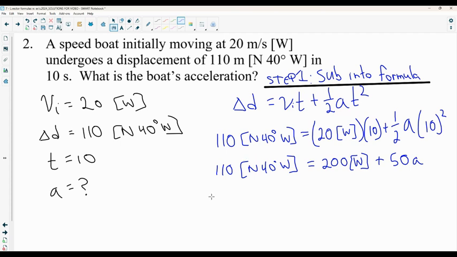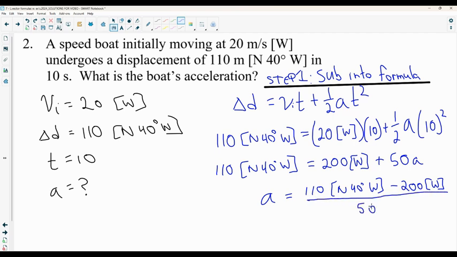Okay, I want that acceleration. I've got to get it by itself. So I'm going to subtract 200 west from both sides to move that one over. And then I'm going to divide both sides by 50. So I've got A by itself. So it's going to end up looking like this. We've got 110 north 40 degrees to the west minus 200 west, and all of that is divided by 50. So I just rearranged my equation there.